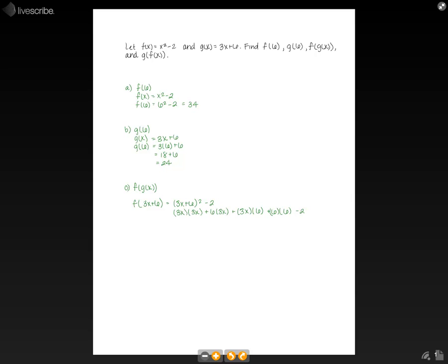Alright, so now that gives us 9x squared plus 36x plus 36 minus 2. And that's equal to 9x squared plus 36x plus 34. So that's f of g of x.